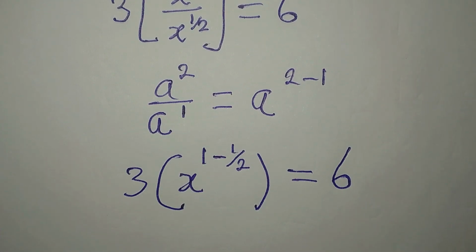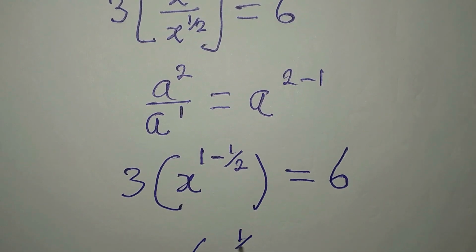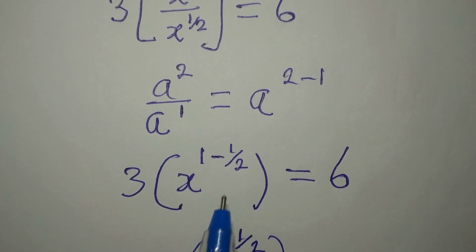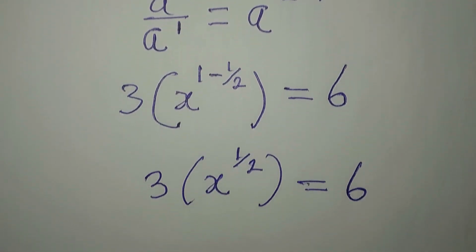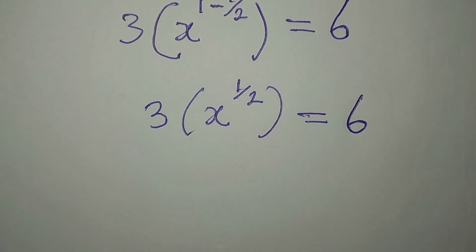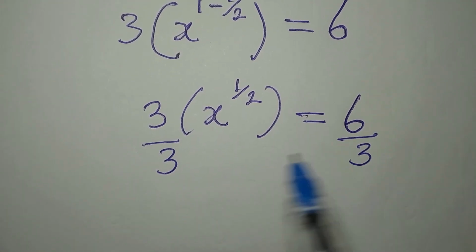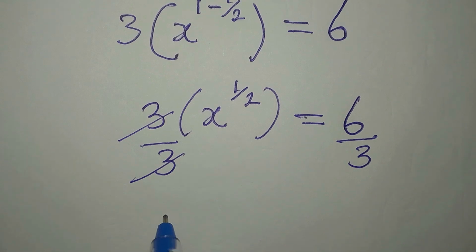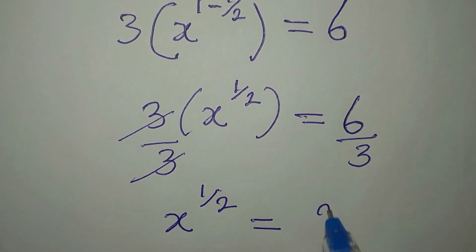So I will now have 3 into bracket x to the power of 1 minus 1 over 2, which is still 1 over 2. Just like you're taking half out of 1, so you have half again, right? So this is equal to 6. Sorry, I wrote out of sight. So from here now, what do we do? We can now divide both sides by 3, so that this will go with this. And then x to the power of 1 over 2 will simply be equal to 2.